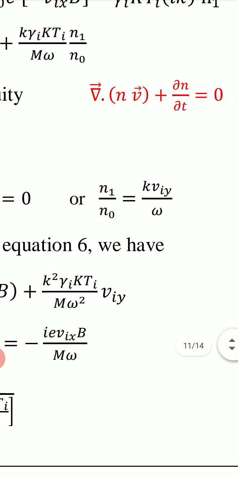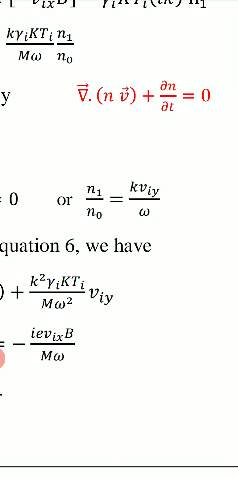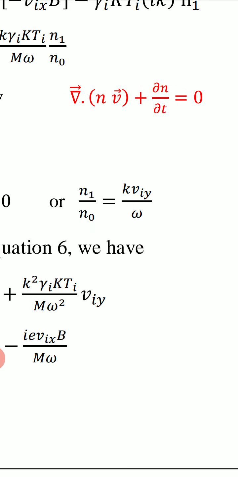We are using small perturbations in n and v, so that n becomes n0 plus n1 and v becomes v0 plus v1. n0 and v0 are the equilibrium values and n1 and v1 are small perturbations. So we write n as n0 plus n1 and v as v0 plus v1.